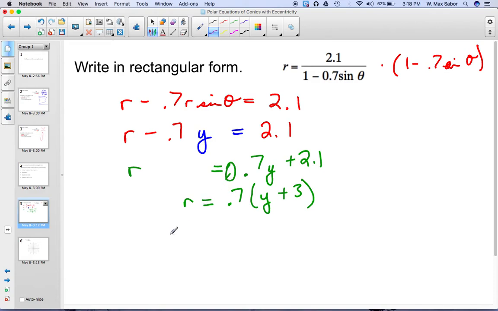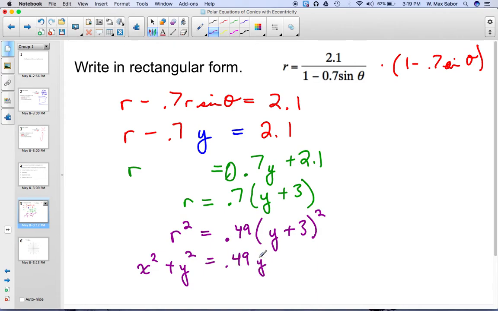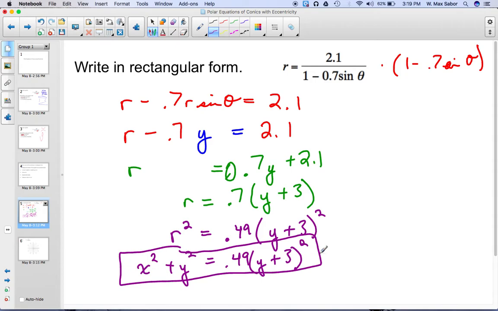And now we can square both sides. Squaring both sides gives r squared equals 0.7 squared, which is 0.49, times y plus 3 squared. And now we have x squared plus y squared equals 0.49 times y plus 3 squared. If we wanted to continue, we could go further to write it in general conic form or standard form. This is enough information to figure out that this is an ellipse.